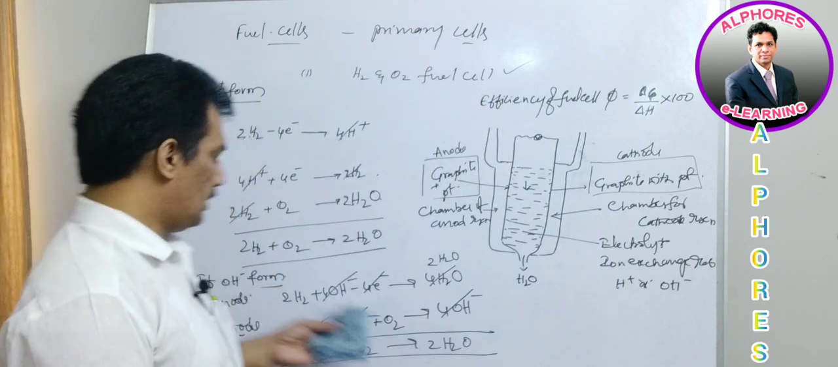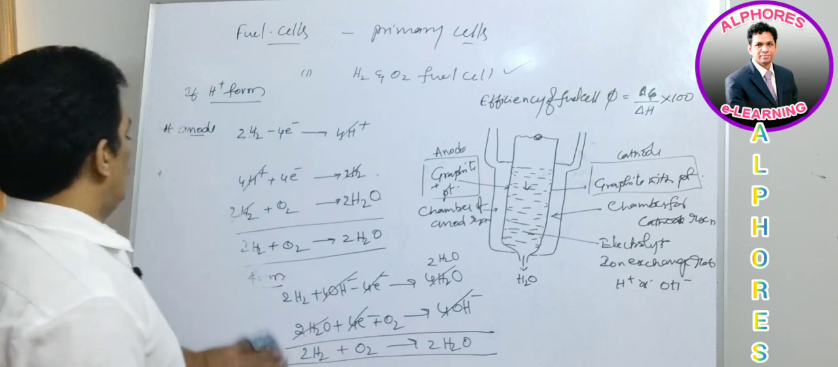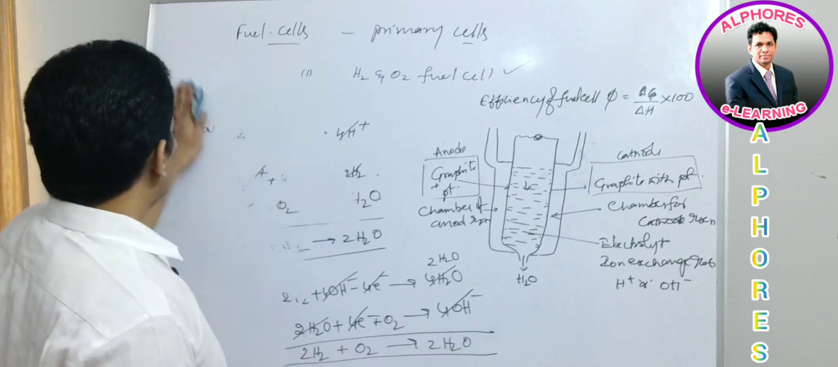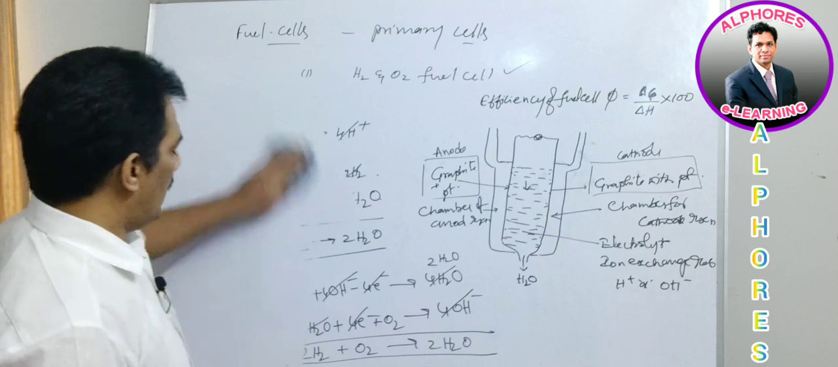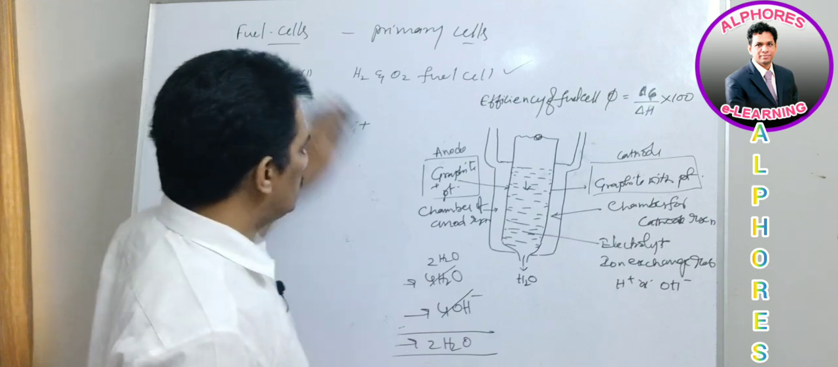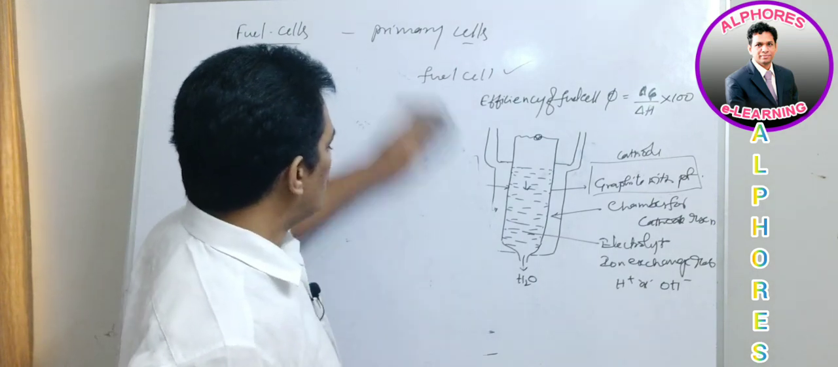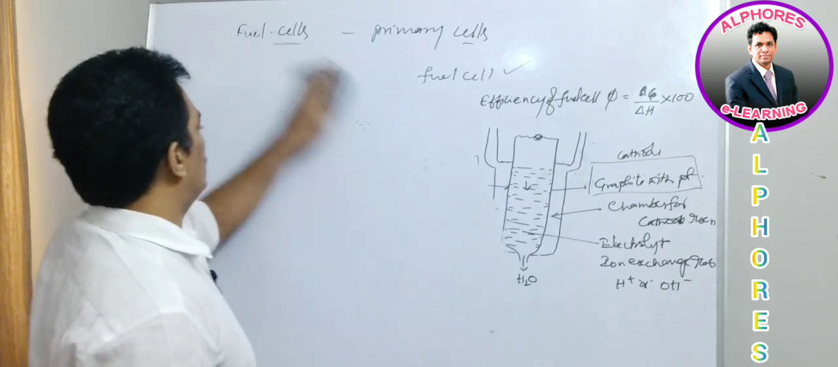Clear? And the last part of the lesson is metal corrosion. And what is happening during iron corrosion? Iron corrosion is nothing but rusting. And first let us define what is corrosion.